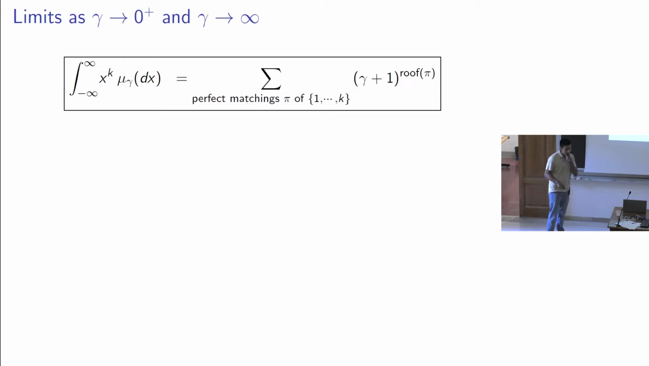Why is that? That's because, as I just said, gamma is beta times n divided by 2, right? So if gamma is 0, that means that beta is 0, right? So we should see the Gaussian moments here. And if gamma is infinity, that means that beta is fixed. So we should see the moments of the semicircle distribution here. And that's indeed the case, right?